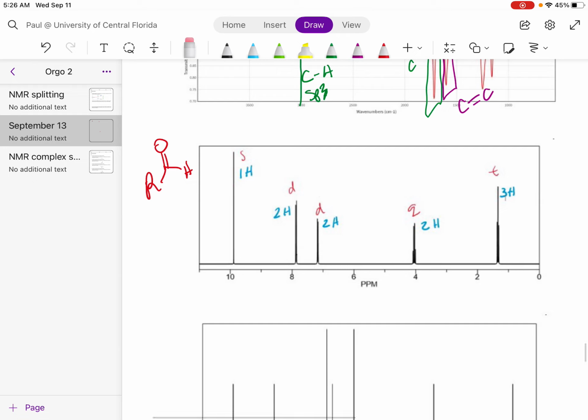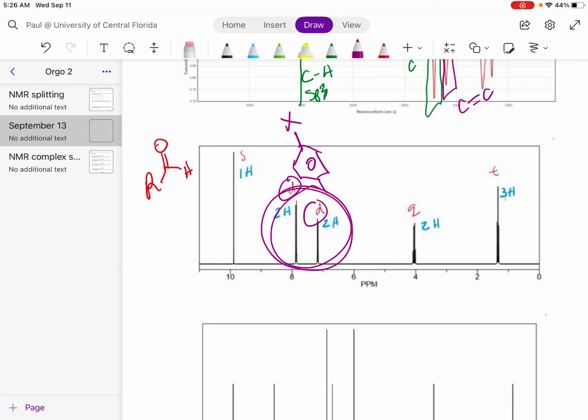I also have a, what is that? A doublet and a doublet in that range of 7 to 8. So that little piece right there is screaming benzene. But what type of benzene? By the splitting pattern of two doublets, I am pretty confident that I have a para-disubstituted benzene.